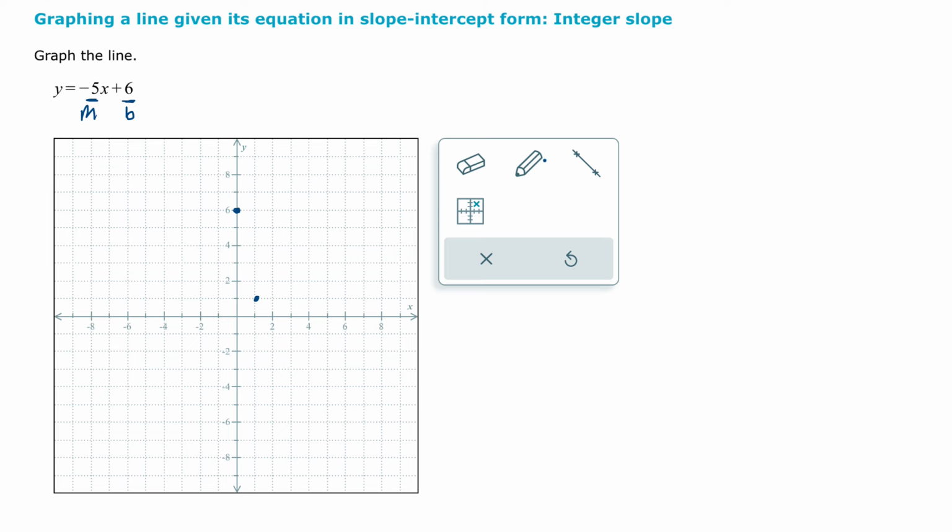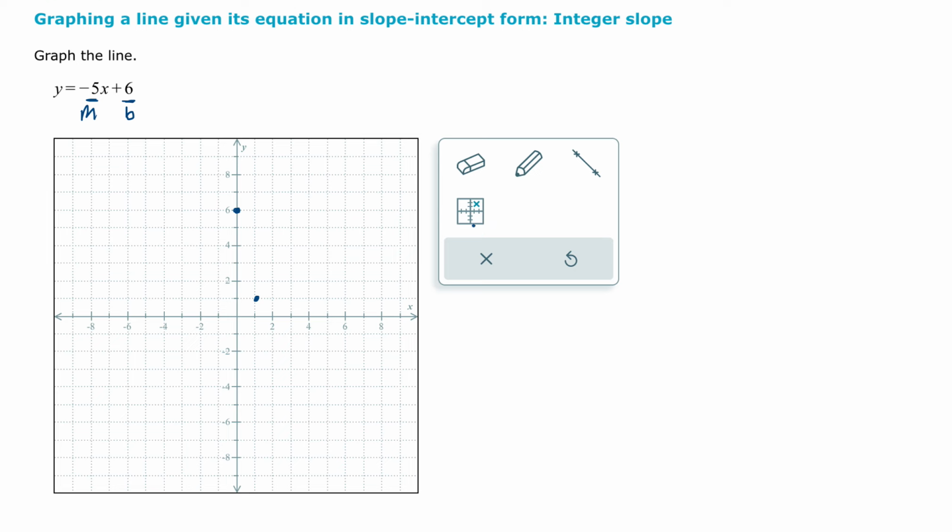To do this in ALEKS, you're going to use the pencil here to mark your points, and then you're going to select the line tool here, click on the 2 points that you drew to draw a line between those 2 points. Alternatively, you can use this button here to enter the coordinates of the points that you want to plot.